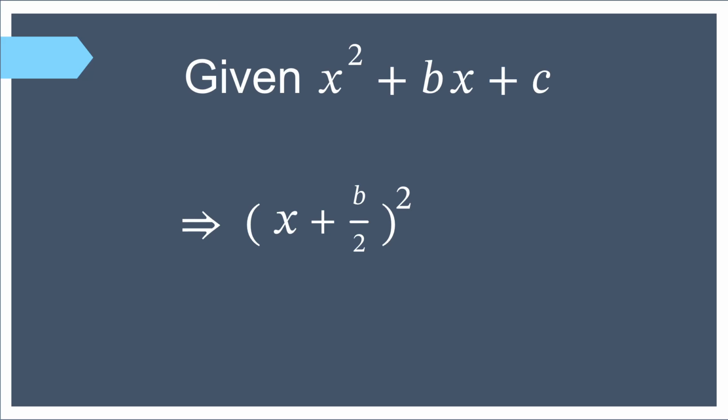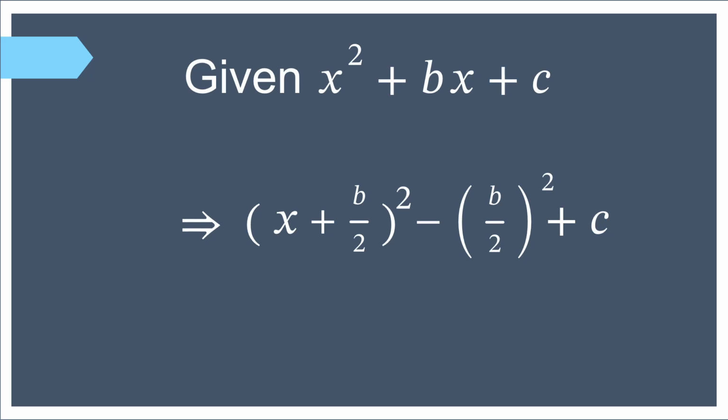After that, you subtract the b over 2 squared, and then you add the c, which is the constant that was already there in the original expression. So this is the procedure for completing the square.